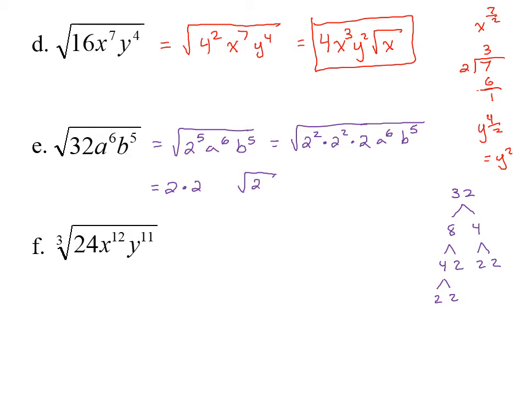A to the 6th, this a to the 6th, would get divided by the 2 in front. So I have 6 over 2, which is a cubed. That divided evenly, so I would move it out front.